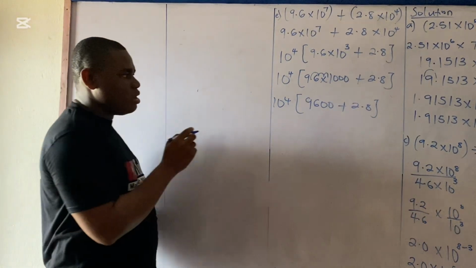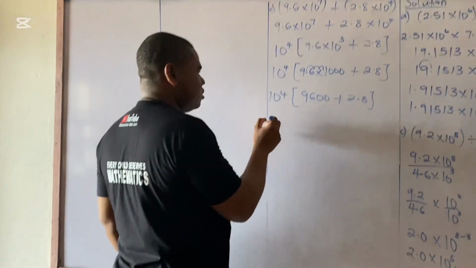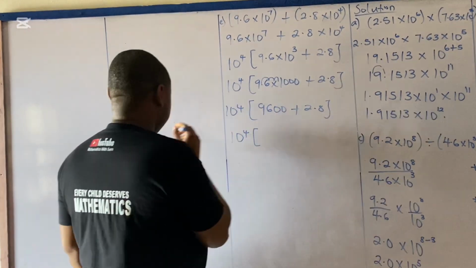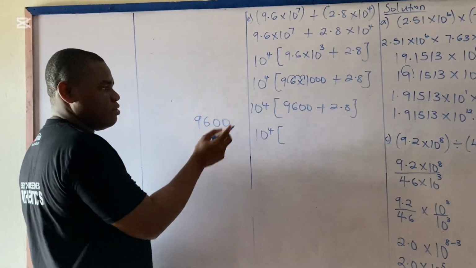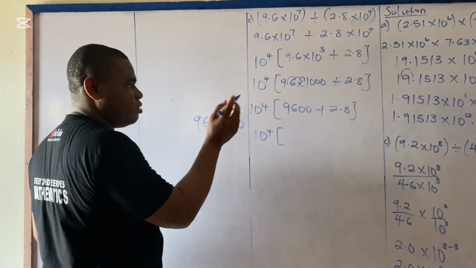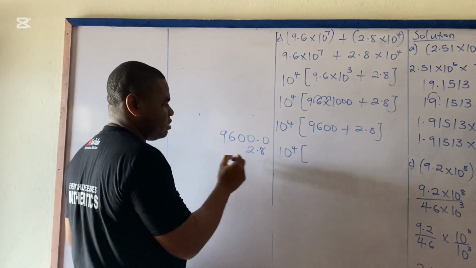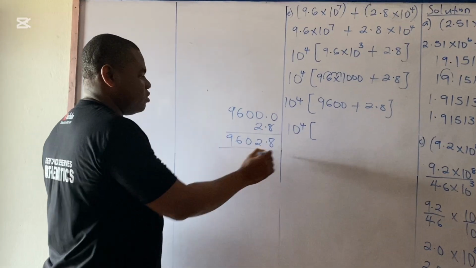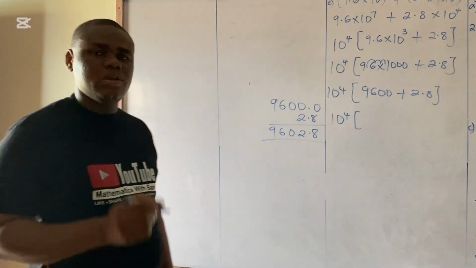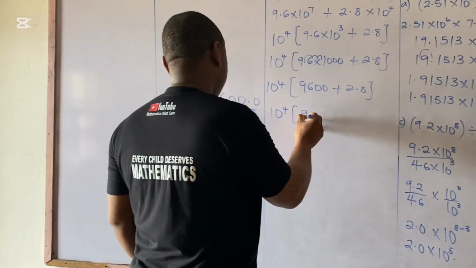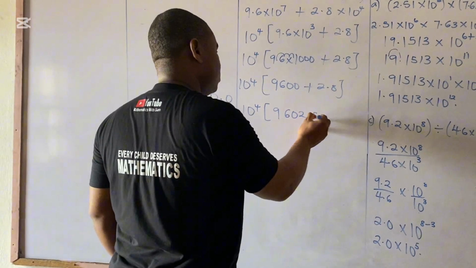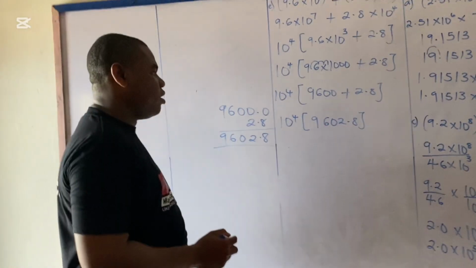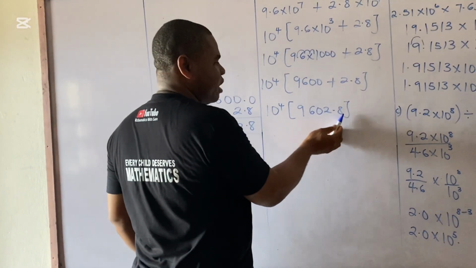Alright, next one, I'm going to add this together. So this will be 10 raised to the power of 4, 9600.0 plus 2.8, which gives me 9,602.8. Alright, so the next thing I'm going to do is write this in standard form.